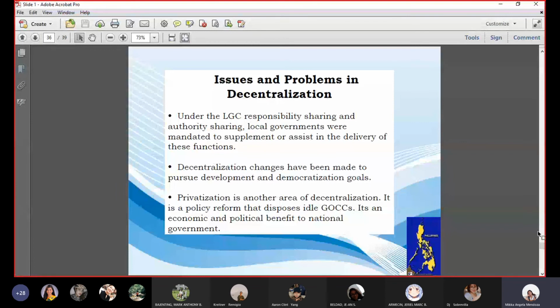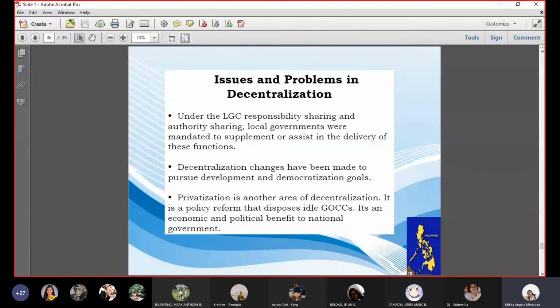Also, another issue is the privatization of another area. Privatization is another area of decentralization. It is a policy reform that disposes idle GOCCs. Okay? It's an economic and political benefit to a national government. Now, what are GOCCs or government-owned corporations? We have the BIR, the PhilHealth, DBP, yan na sila example sa GOCCs.